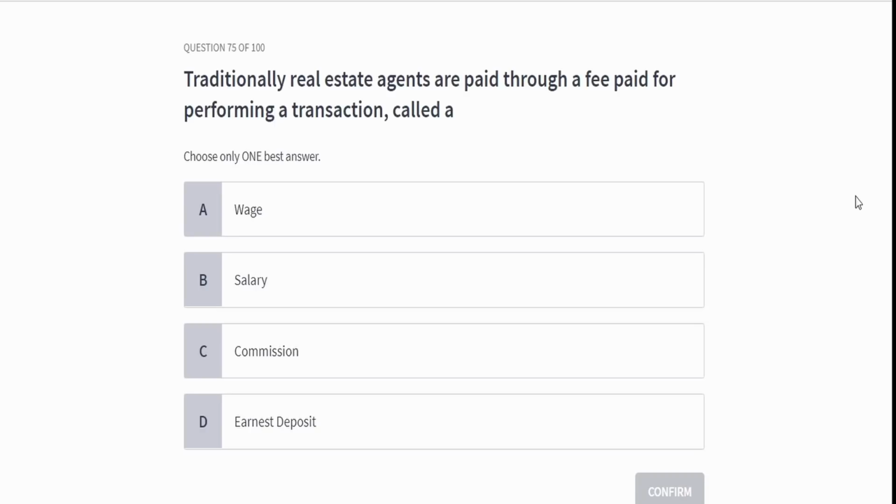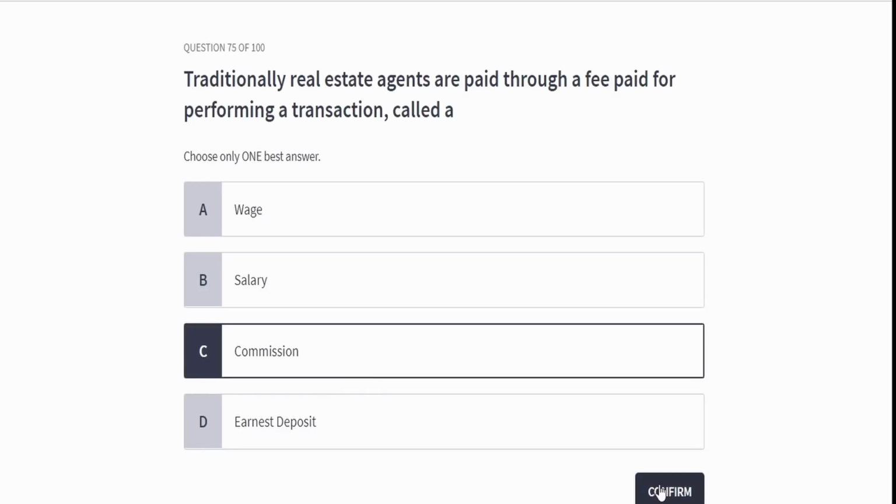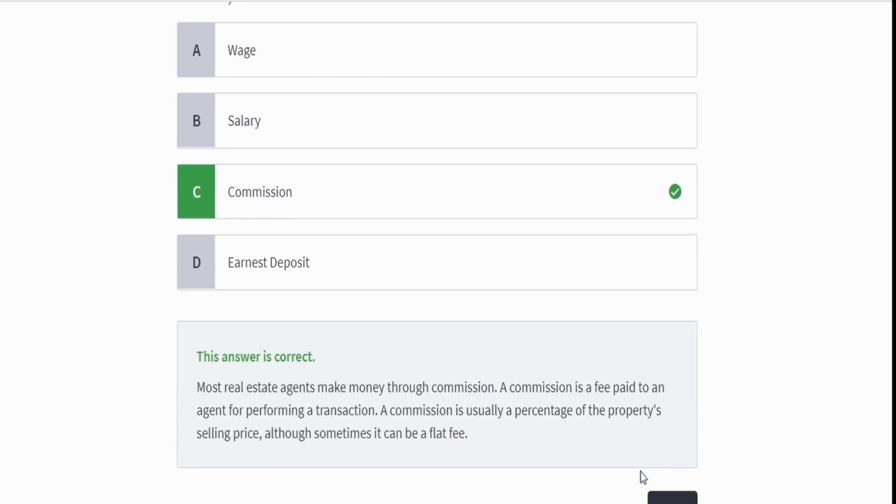Alrighty, so hopefully you guys came up with the answer. Didn't want to give you too much time on this one, because again, let's not waste time. This is a pretty easy one. Obviously, our answer is going to be commission. Don't overthink this, guys.